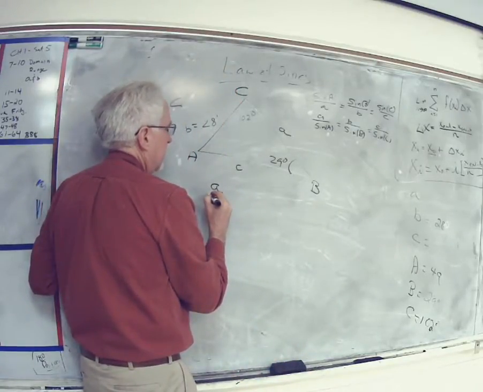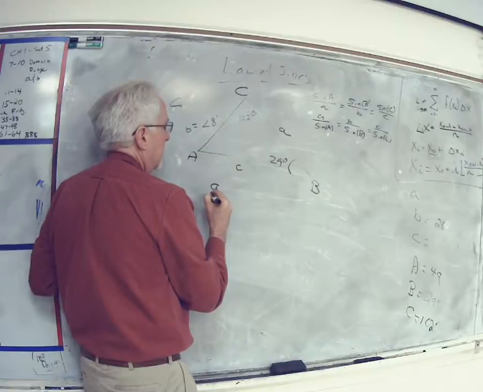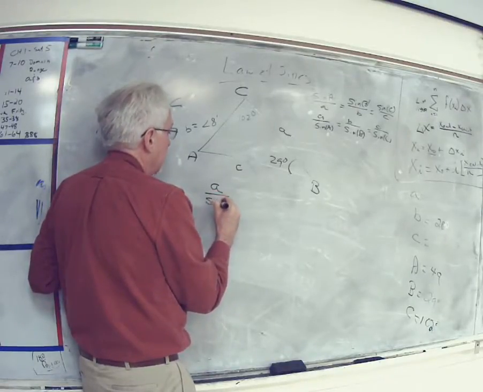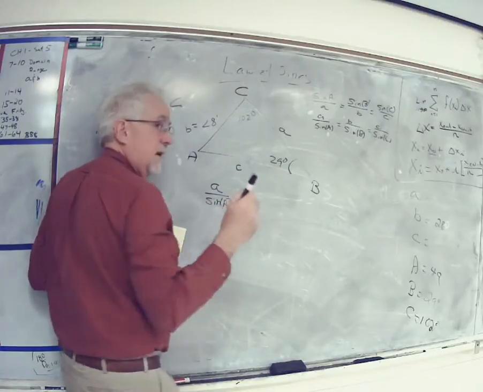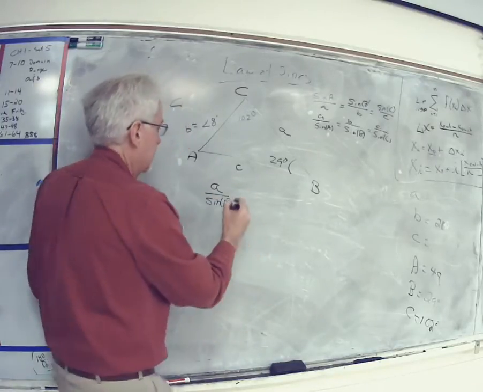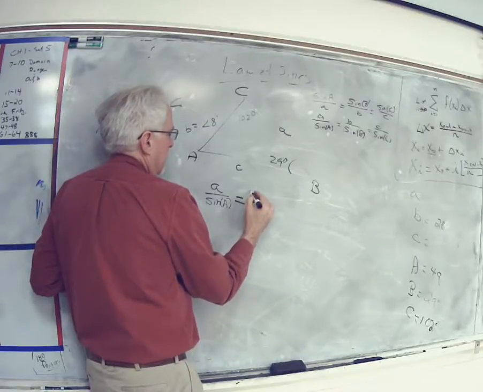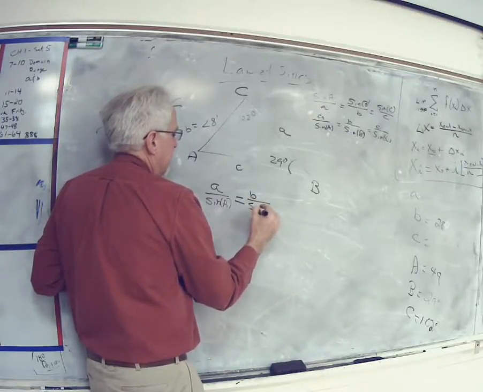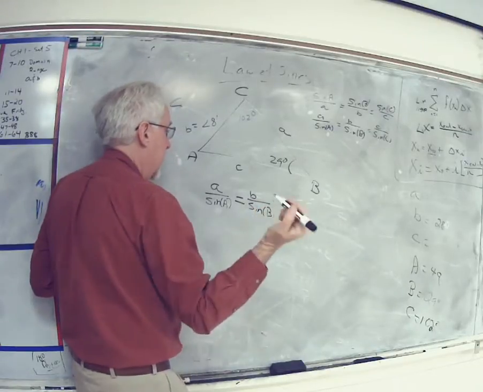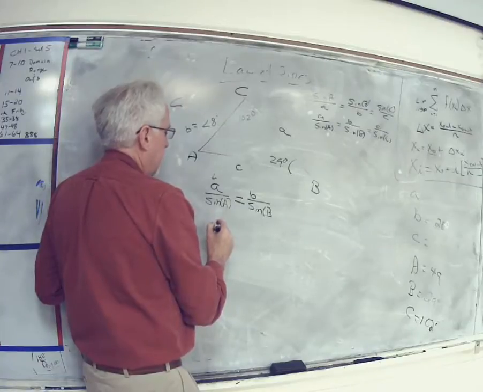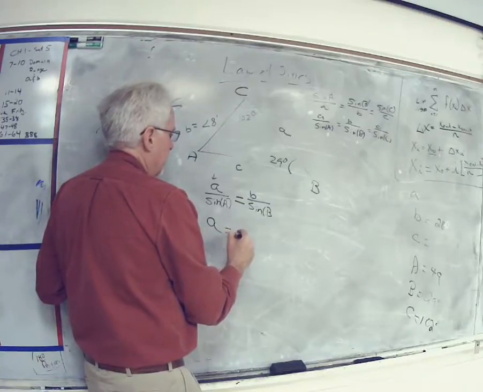Little a over sine of 49. Okay, let's just write this down first. You're filling it in, but just tell me what it is before you fill it in. So a over sine of A equals b over sine of B. Yeah, it stopped there, right? Okay, now let's put the numbers in. What are we trying to solve for? Little a. So what would a be equal to?